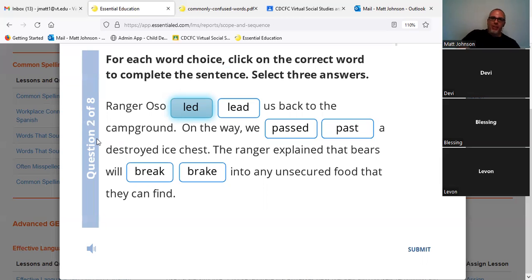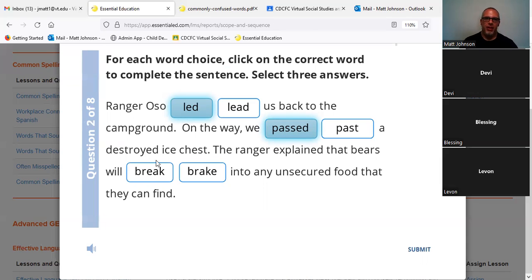On the way, we passed a destroyed ice chest. So they're on the trail. They just passed by an ice chest. Not historically, right? So PASSED, they passed by it. So PASSED.